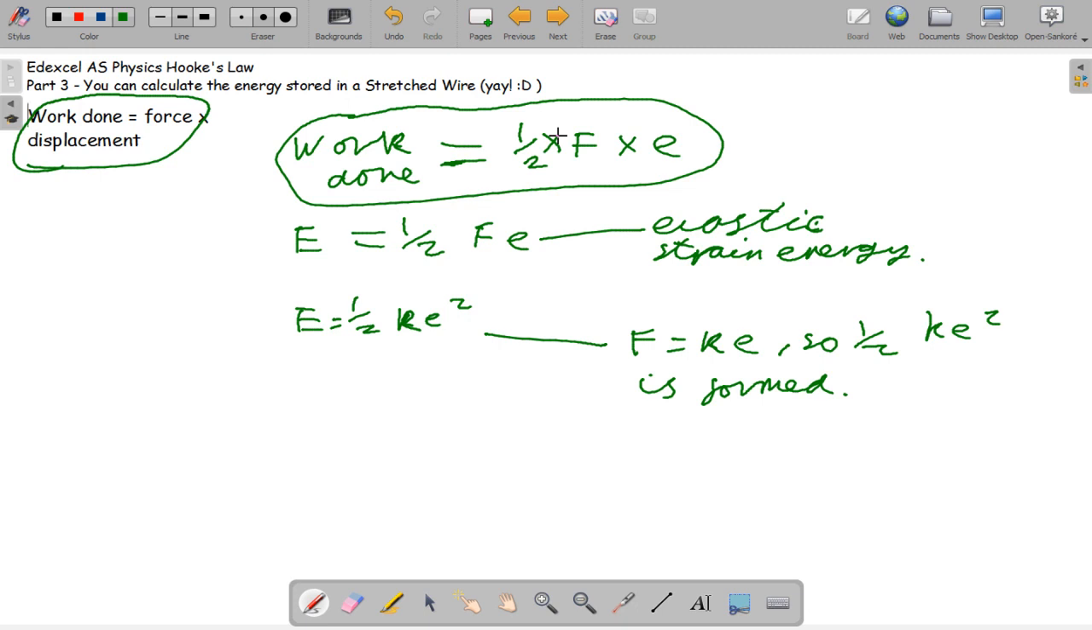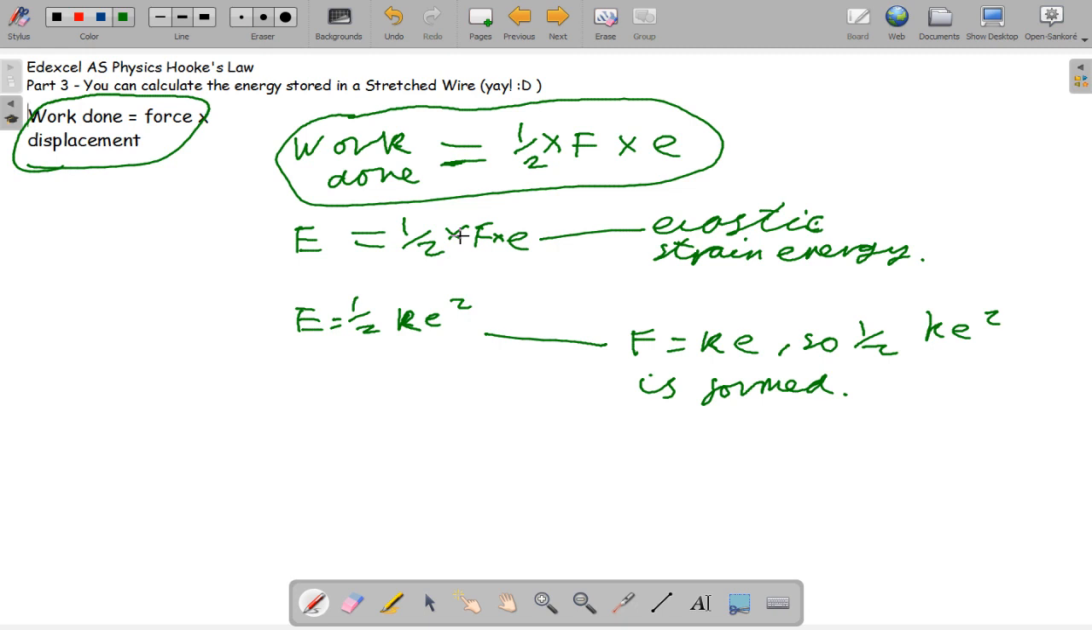So the elastic strain energy E is half Fe, or you can put half times Fe in there as well. But since this is an algebraic expression, just like the work done one, I will put half times F times E. But you must remember, in algebra, when two letters are next to each other, you multiply them. But since you're looking at this video, you probably already know that by now anyway. No need for me to tell you again.